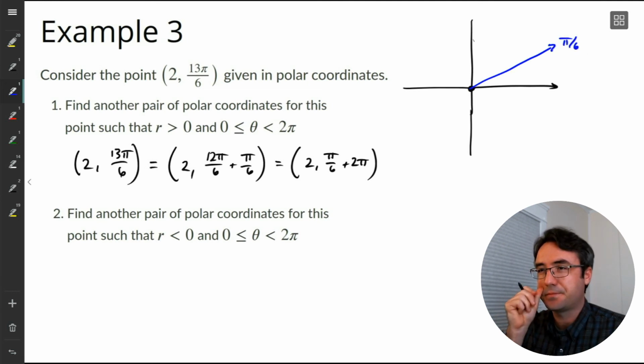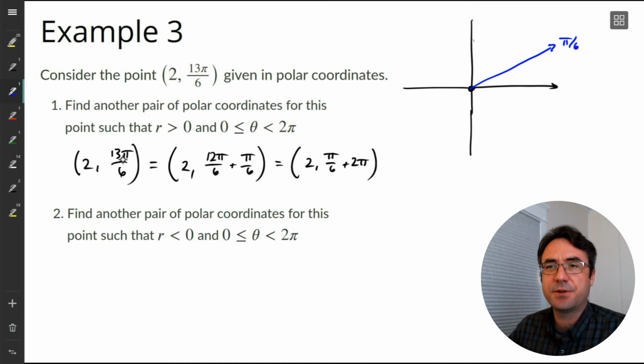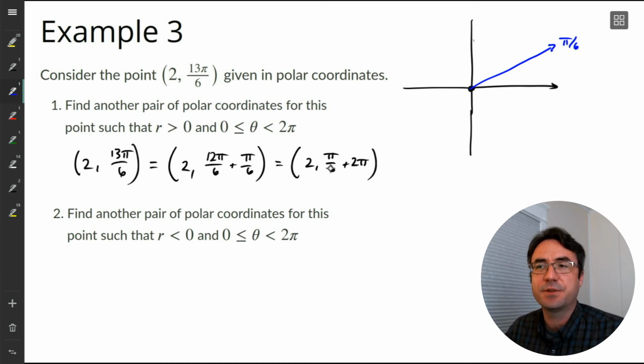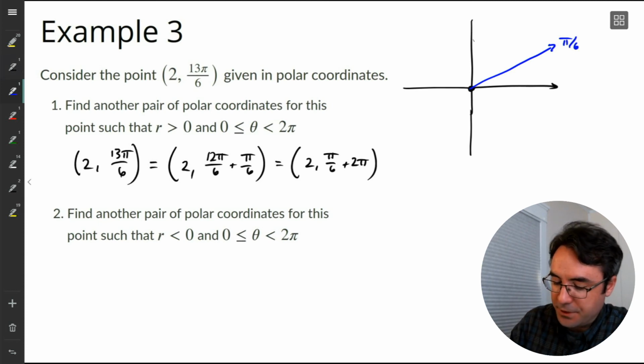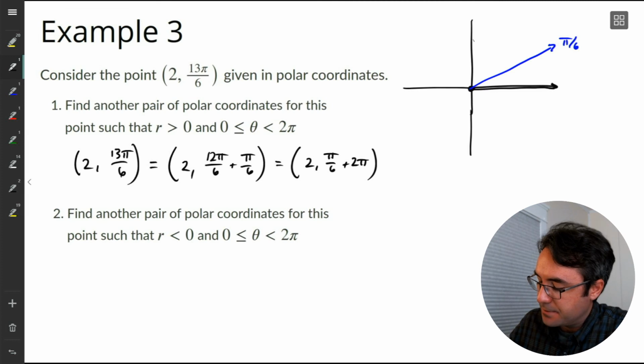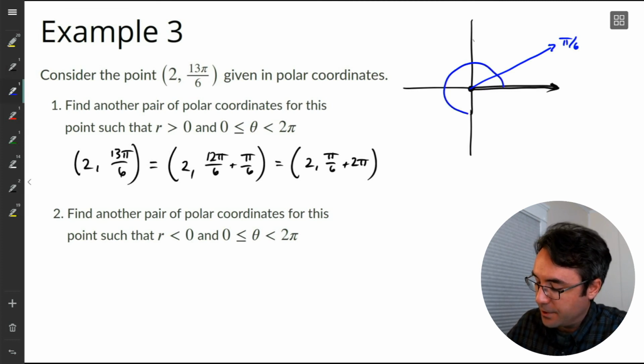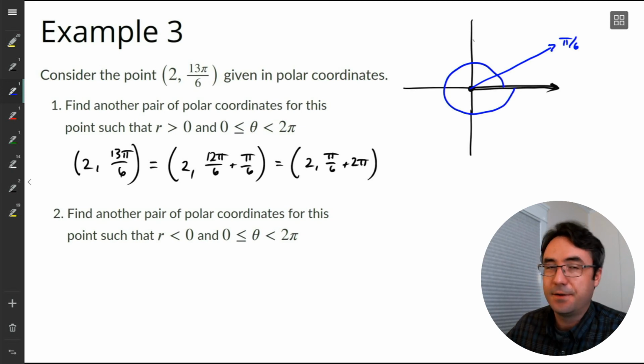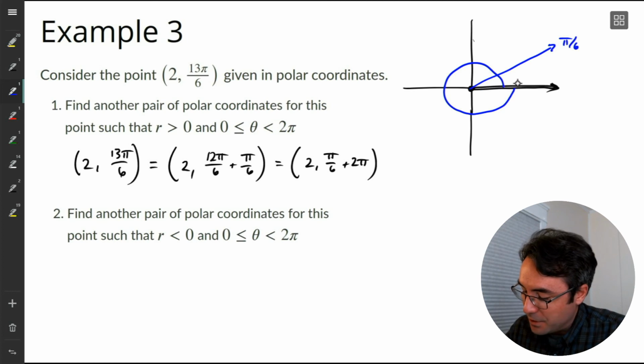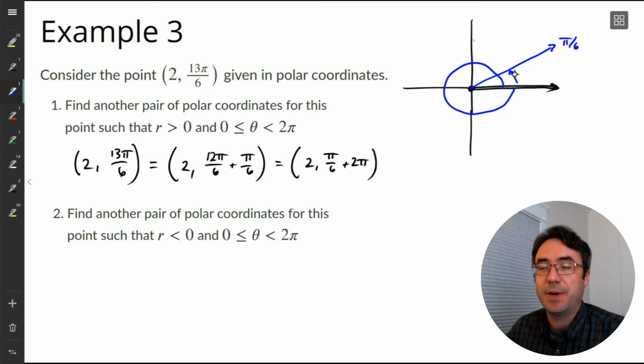So essentially what this 13 pi over 6 is doing is it's taking pi over 6 and adding 2 pi. So if we start at our polar axis here, we're going to go one time fully around the circle. So we basically get back to where we started, and then we go a little bit extra and just finish it off by doing an additional pi over 6.